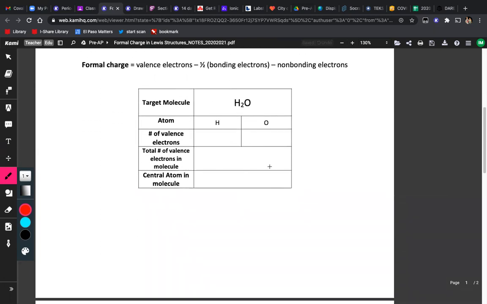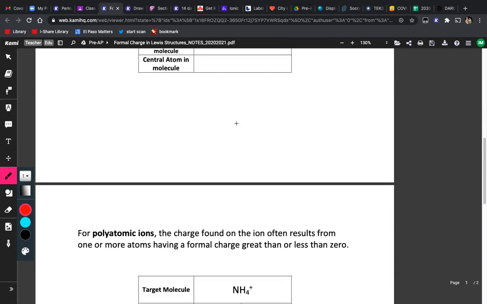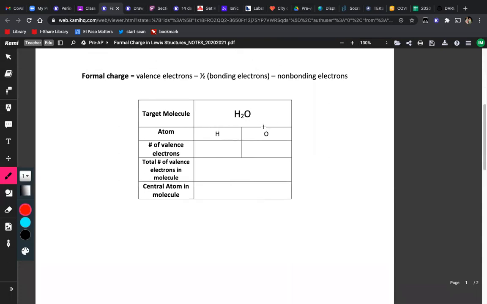Here's what you guys are going to do. The actual assignment is going to look just like this. You're going to be given your target molecule, in this case water. You have to write down the atoms that are in the molecule. In this molecule, we have hydrogen and oxygen. Then the total number of valence electrons. For hydrogen, we know that it has 1 valence electron, but there are 2 hydrogen atoms, so we multiply that by 2. That gives us 2. Oxygen just has 6. Now we total them. The total number of valence electrons in this molecule is then going to be 8.